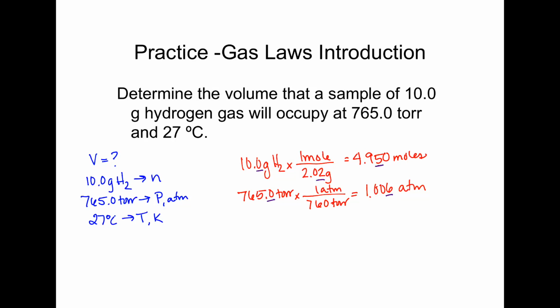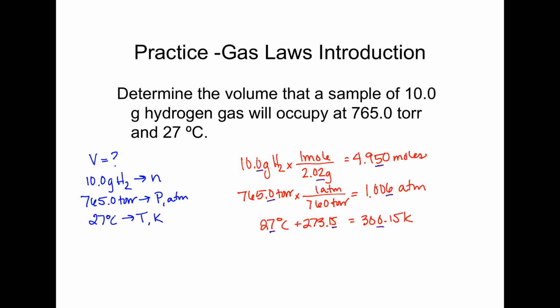Okay, the next conversion is going from 27 degrees Celsius to Kelvin. To do that, I'm going to add 273.15, and I get 300.15 Kelvin. Okay, for sig figs, this is to the ones place. This is to 2 places past the decimal. This is only going to be to the ones place.